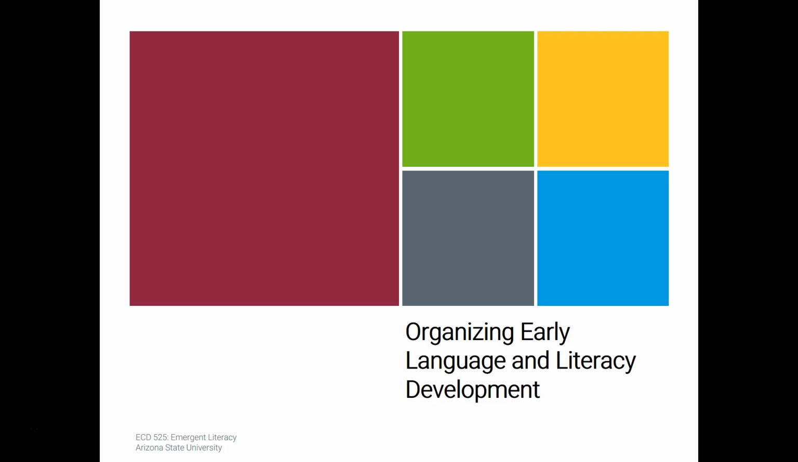This section of our Learning Together will help you learn ways to organize your classroom to promote early language and literacy development. In our classrooms, we can provide both the environment for language and literacy development, and we can also maximize opportunities for language and literacy development.